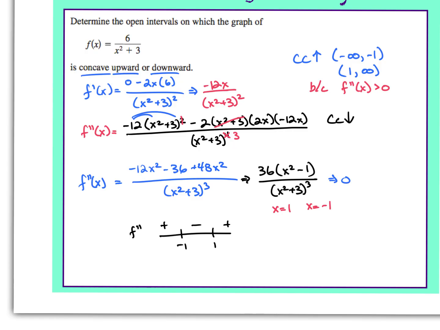So now let's talk about concave down. So when are we concave down? From -1 to 1. Because why? F double prime is less than 0.